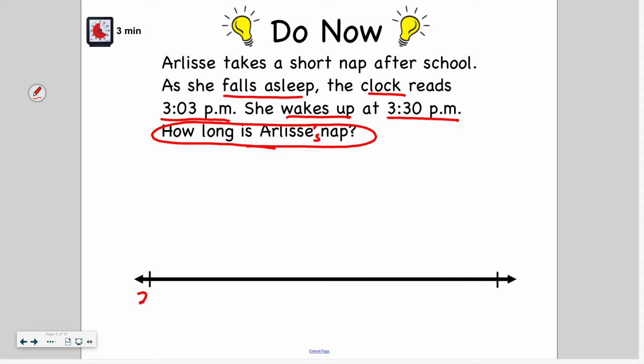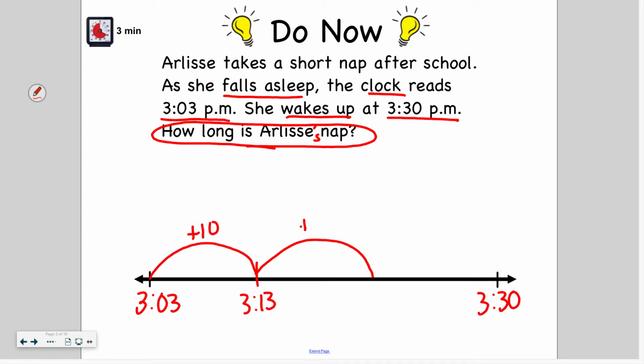All right, at the beginning of my number line, I want to place 3:03 p.m. because that's when she falls asleep. And at the end, I'm going to place 3:30 because that is when she wakes up from her nap. So from 3:03 to 3:30, I want to see how much time has elapsed, or how much time has passed. I can start by adding 10 minutes. That would be 3:13. Still not at 3:30, so I can add another 10 minutes.